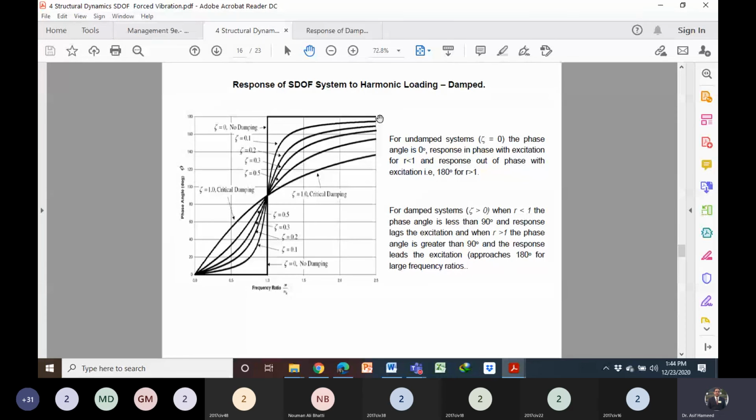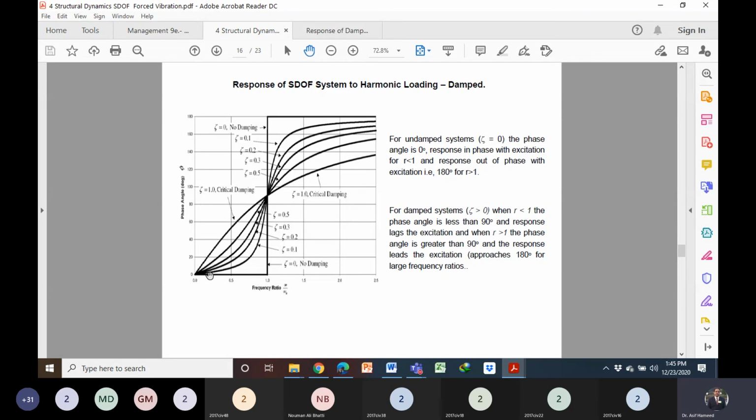So this is the reason why we have not taken phi in the response for the undamped case, just to make it simple, because the answer at the end will be either 0 or 180 degree. When omega over omega n is less than 1, phi is equal to 0. When omega over omega n is greater than 1, phi is 180 degree, either in phase or out of phase. So that's why we have not calculated phi for the undamped case, but we have considered phi for the damped case, because the phase angle also depends on the damping ratio.